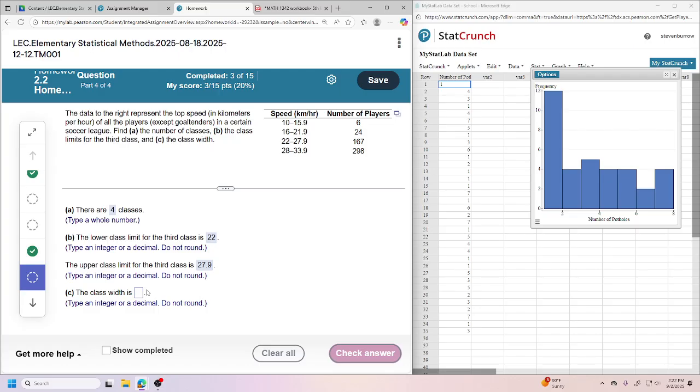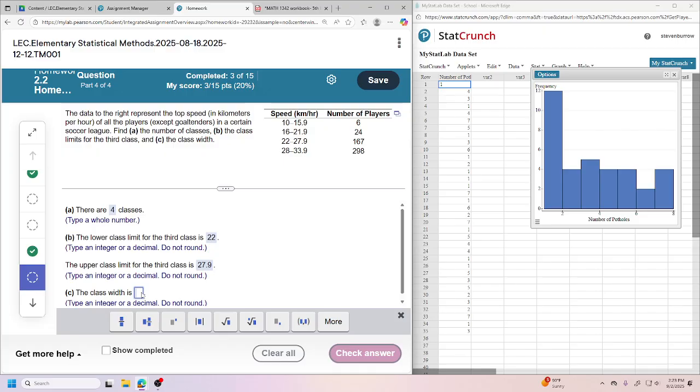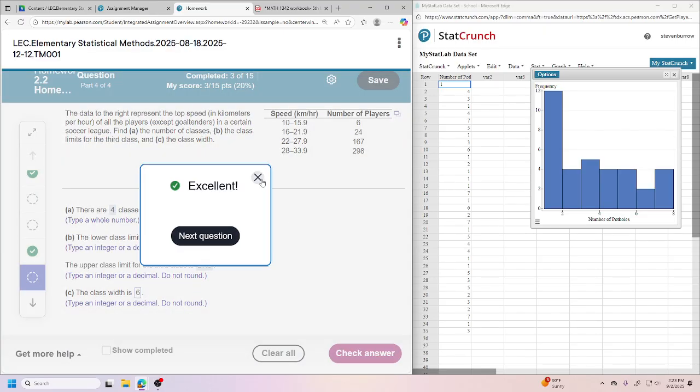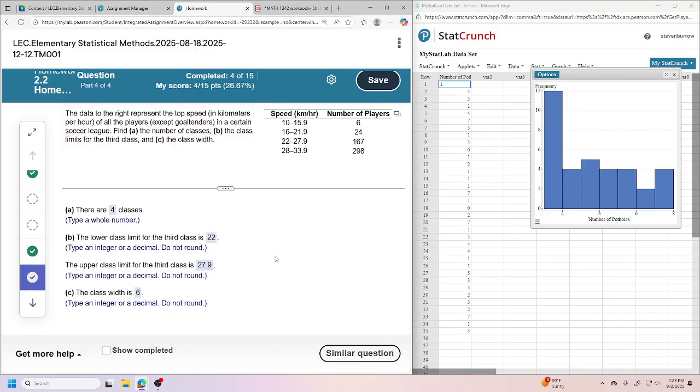Right? Class width. Remember that you can use your fingers if you like, but we can also use the front ones. What would be the class width? What do you think? 6. From 10 to 16, it's 6. 16 to 22 is 6. And we can verify, right? Look at that. And that was it.